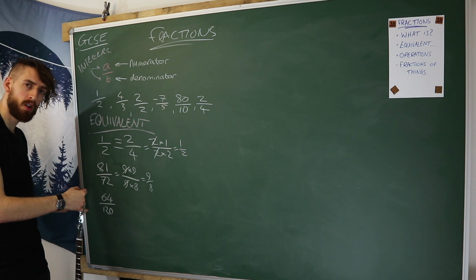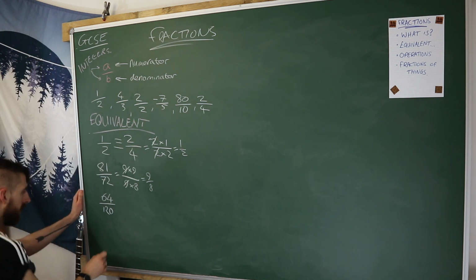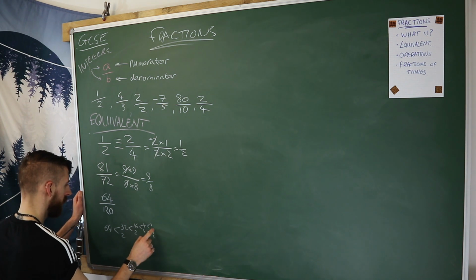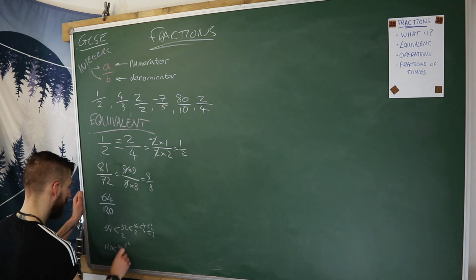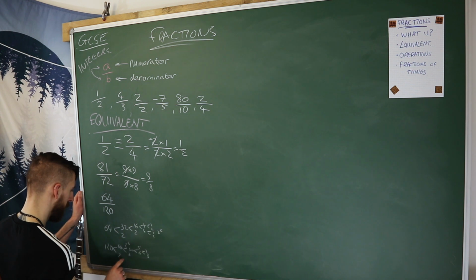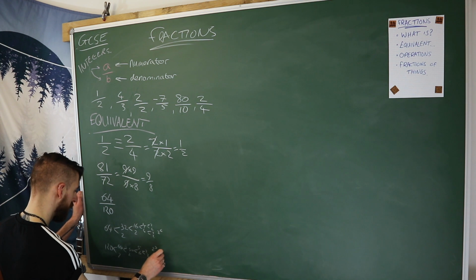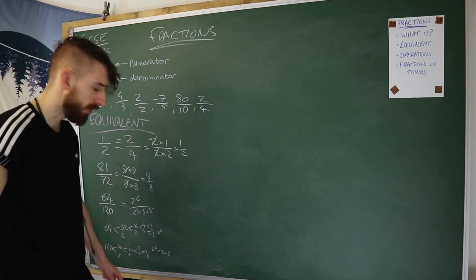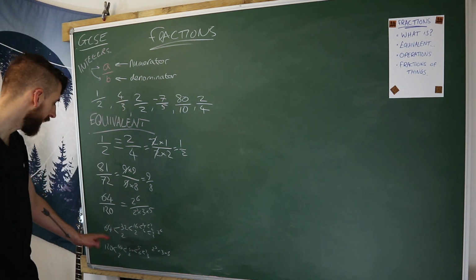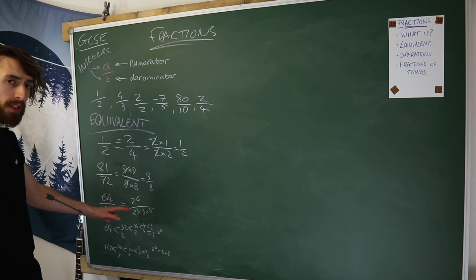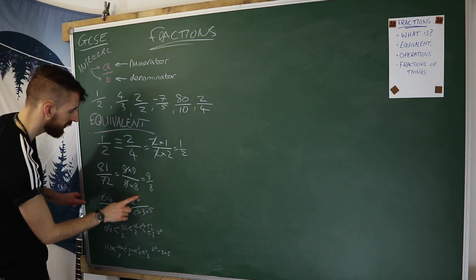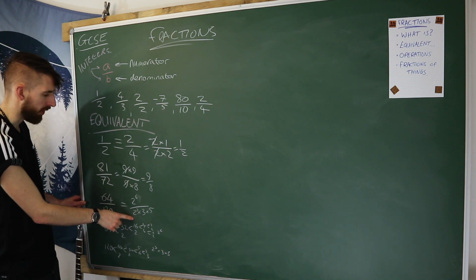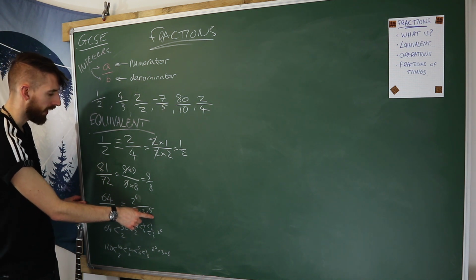64/120. 64 we can write as... so I did a lot of that just there. I did 2 factor trees for 64 and 120. 2 to the power of 6 is what I wrote that one as. Let's do 2 to the power of 6. Then on the bottom we've got 2 to the power of 3 times 3 times 5.